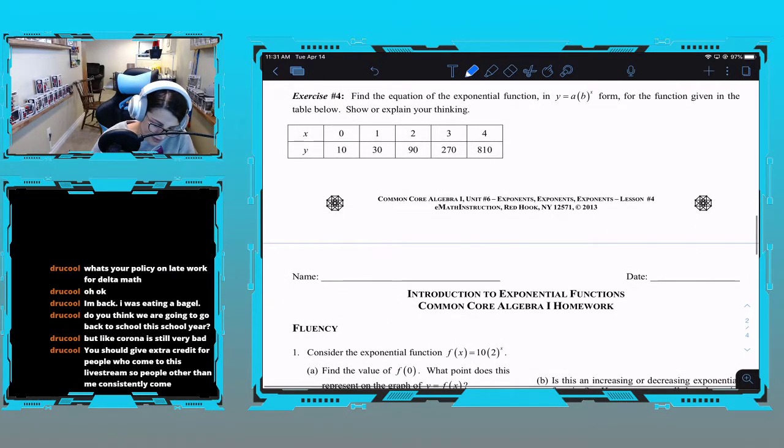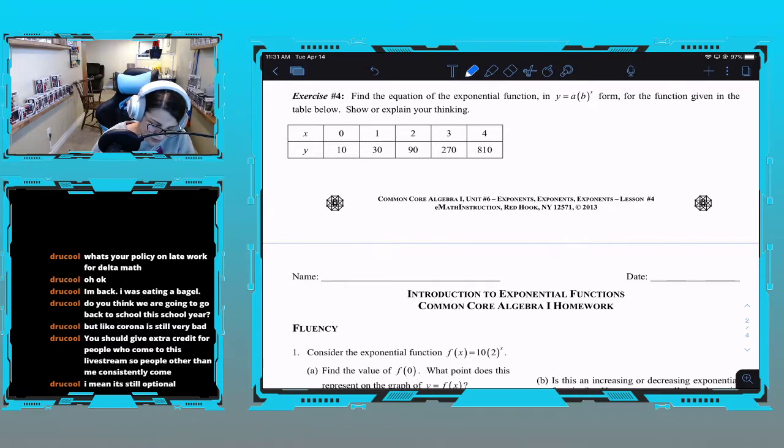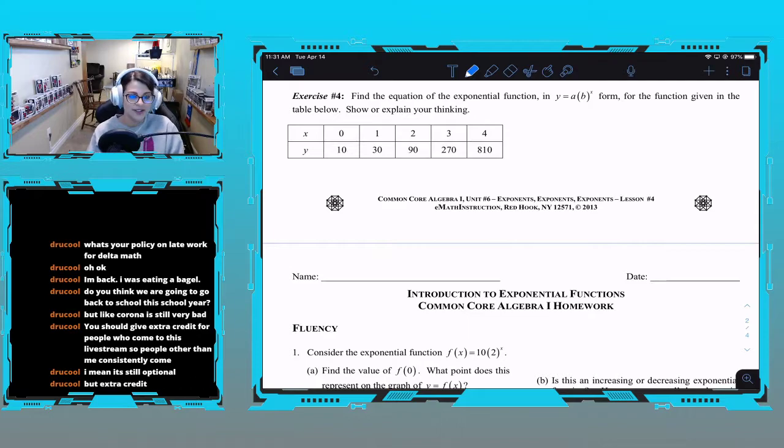It says find the equation of the exponential function in y equals ab to the x form. Ooh, this is exciting. All right. So, it's still optional, but extra credit. We'll see. I won't count it out as of right now.